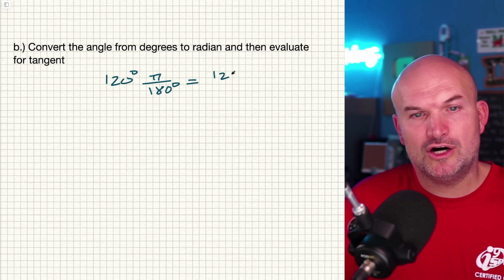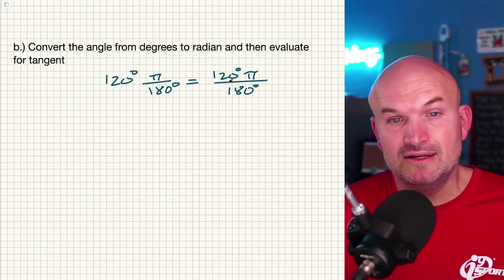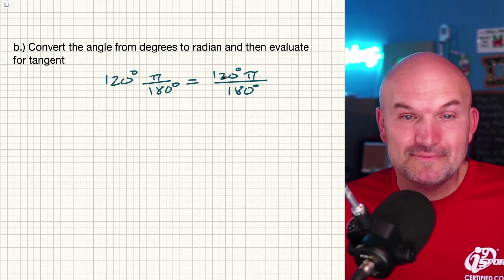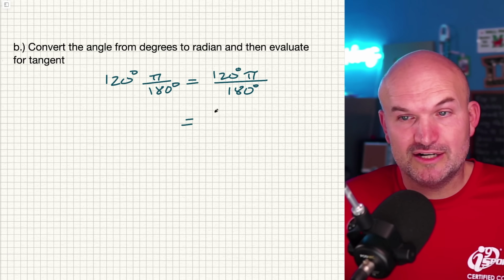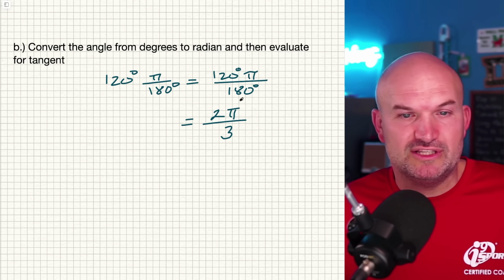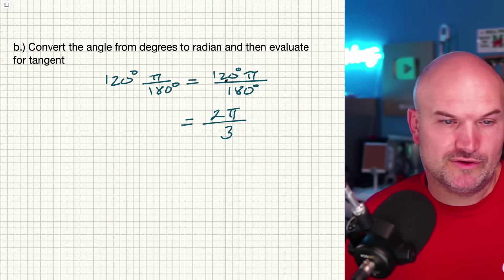Now I simply have 120 degrees times pi all over 180 degrees. Now I can just simplify and say, what is the largest number I can divide in my top and my bottom? And I'm thinking 60. 60 goes in there 2 times. So it's 2 pi divided by 3. And again, your degrees are going to divide out. So therefore, that's 2 pi over 3.